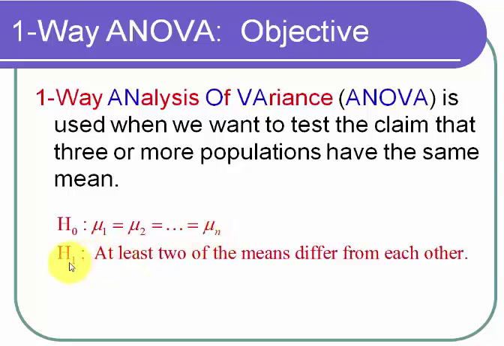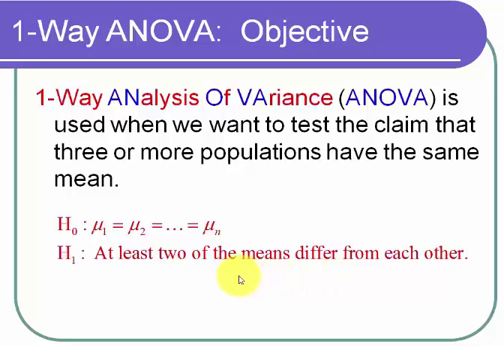The alternative hypothesis, you'd think that maybe the opposite of all the means are the same is that all the means are different, but those aren't opposites. Because you could have maybe the first 5 of them the same, and then the 6th one might be different, and the 7th and 8th one might be the same. So some could be the same, some could be different, and that still violates H naught. So the way of talking about the opposite of H naught is just in words, saying at least 2 of the means differ from each other.